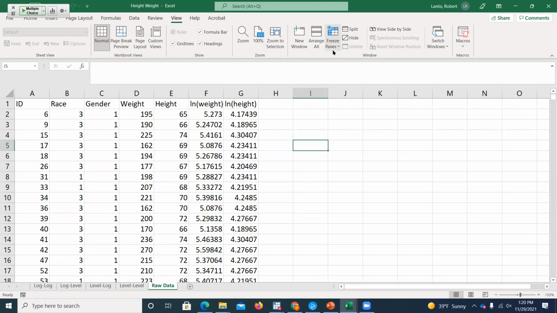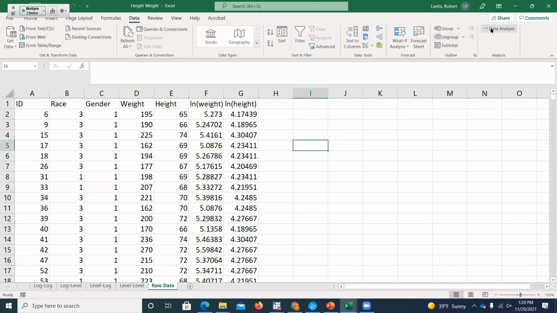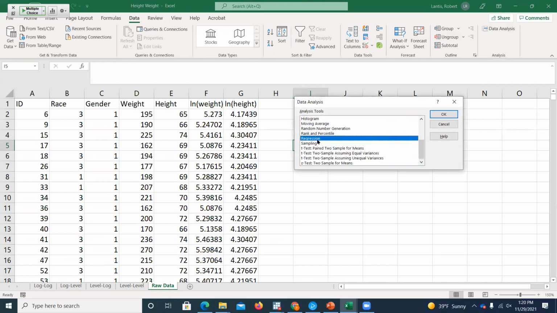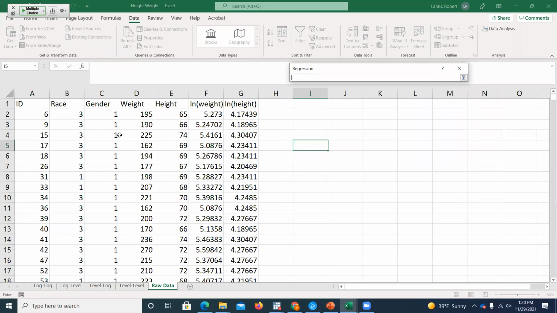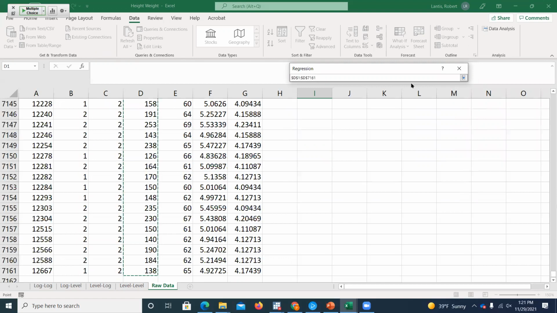So the level log, remember the first term is what I do to my y variable, and the second term is what I do to my x variable. So I click on data analysis, go to regression. My y variable, I'm looking at weight. But if I want a level log model, that means keep the y variable in its units, its levels, right? So I'll select that weight variable. That's my y variable.